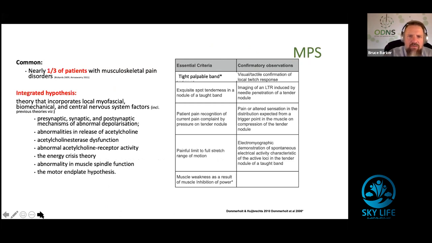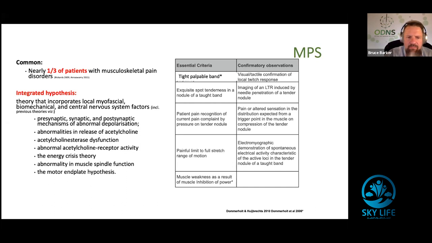Some characteristics now of those trigger points, because when we understand the characteristics, we know what to look for in the patient. If we look at the integrated hypothesis, this is perhaps one of the better explanations for why trigger points occur where they do. The hypothesis says that at the neuromuscular end plate, that's where the nerves plug onto the muscle bellies, there is a dysfunction between the nerve impulses to the muscle and how the muscle itself is functioning.